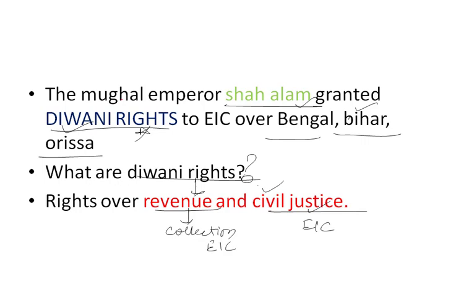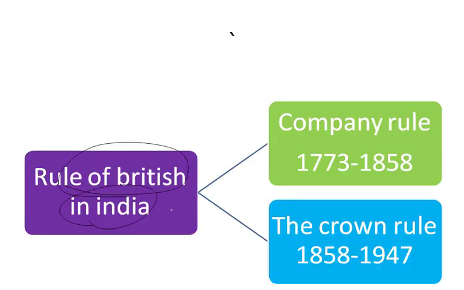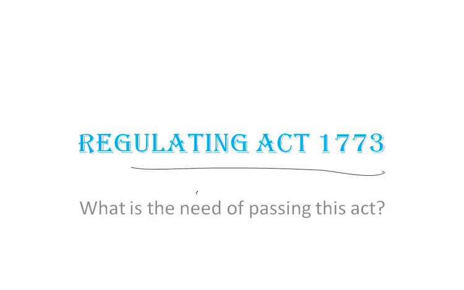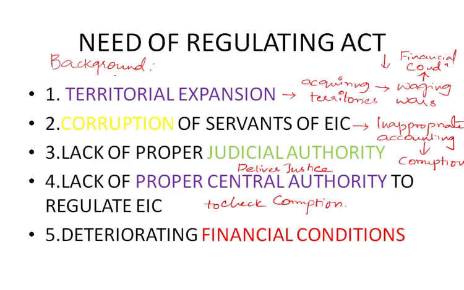Then, the rule of the British is generally divided into 2 parts. One is Company rule, that is from 1773 to 1858, and the other is Crown's rule, that is from 1858 to 1947. So now we will discuss the Company rule, 1773 to 1858. The first act passed by the British Parliament is known as the Regulating Act of 1773. So what is the need for this act, and why was it passed by the British Parliament?